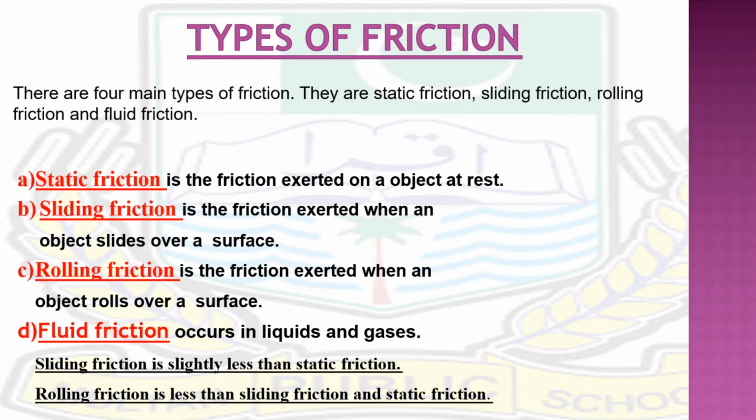Now we have to discuss the types of friction. There are four main types of friction, and they are static friction, sliding friction, rolling friction, and fluid friction. Now, what is static friction? This is the friction that is exerted on an object when it is at rest. Sliding friction is the friction exerted when an object slides over a surface. Rolling friction is the friction that is exerted when an object rolls over a surface. And fluid friction occurs in liquids and gases.